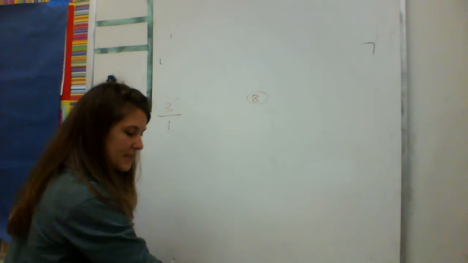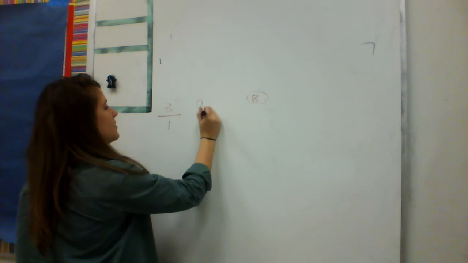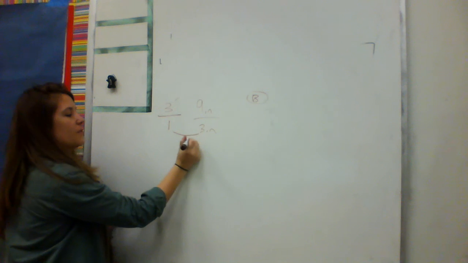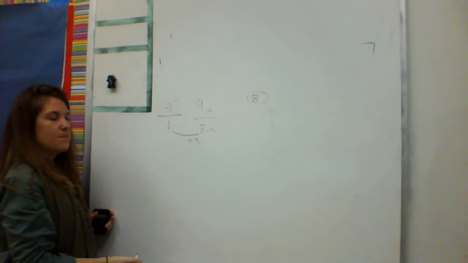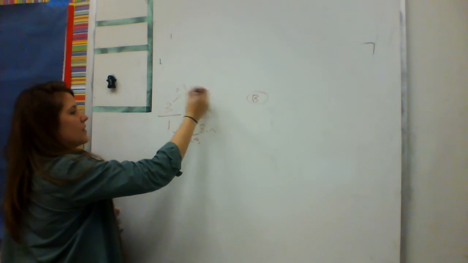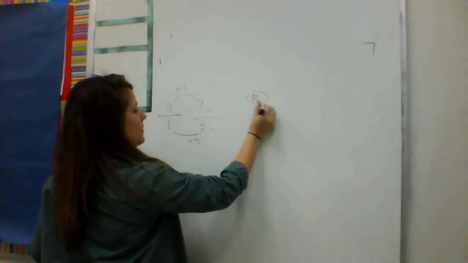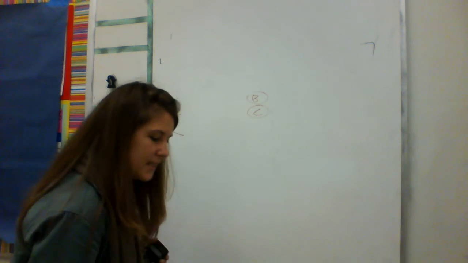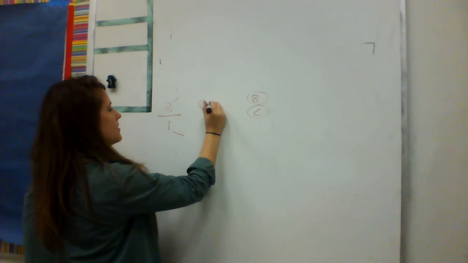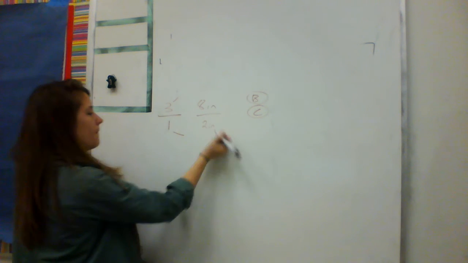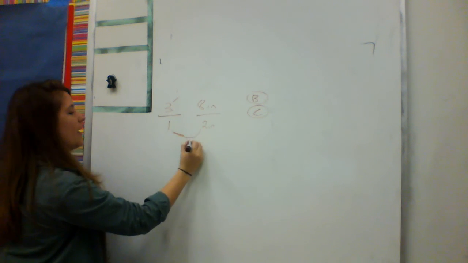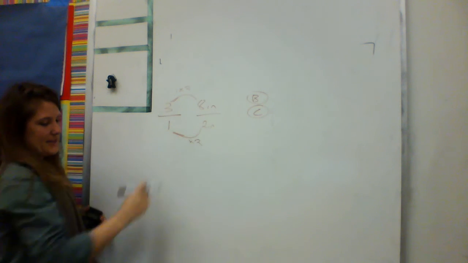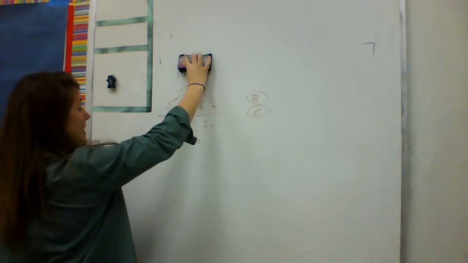The next one is C, 9 inches to 3 inches. Well, I go from 1 to 3 by multiplying times 3. And 3 times 3 is 9, so C works. D is 8 inches to 2 inches. 1 times 2 is 2, but 3 times 2 is not 8, so D does not work.